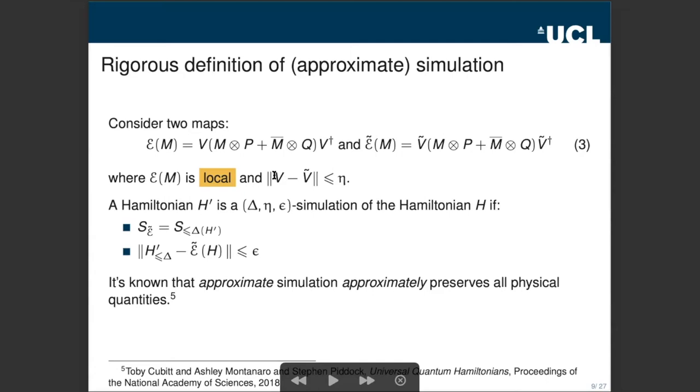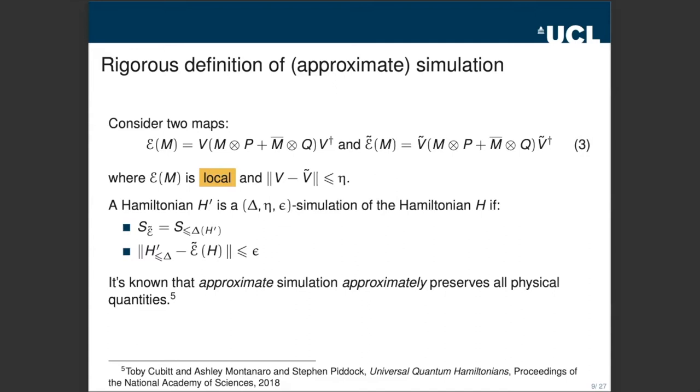Okay, so with that in mind, we're going to say that a Hamiltonian H prime is an approximate simulation of our target Hamiltonian H if this non-local encoding maps exactly into the low energy subspace of our simulated Hamiltonian, and if our simulated Hamiltonian restricted to the low energy subspace is close in operator norm to the encoded version of our target Hamiltonian. Here the encoding we're interested in is the non-local encoding, but remember that the non-local encoding is close to the local encoding. What was shown in this initial work looking at simulation in universal Hamiltonians was that if these conditions are met, then all important physical quantities are approximately preserved by the simulation.